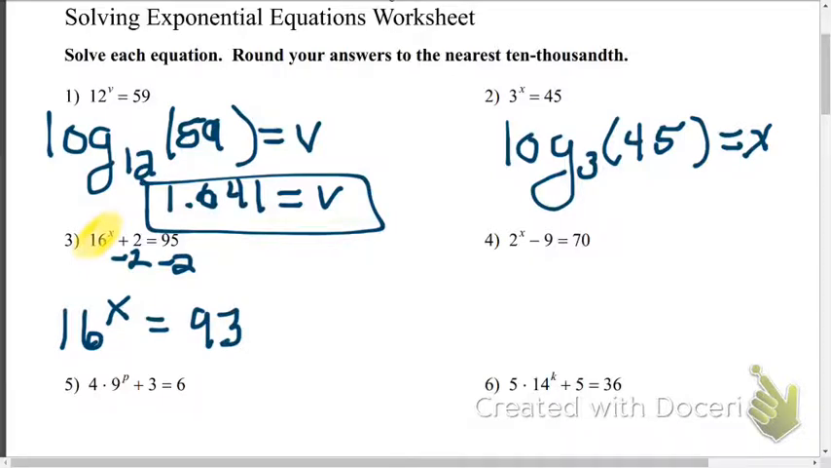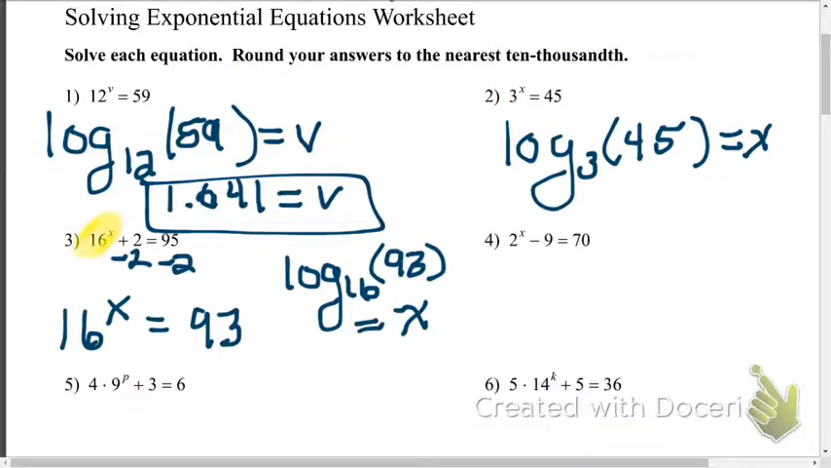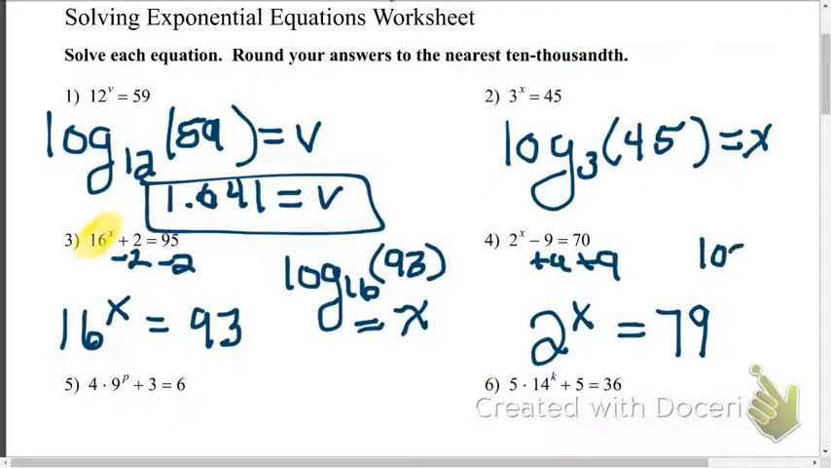16x is equal to 93. Now we convert. Log base 16 of 93 is equal to x. Okay? You can do that. Number 4. Add 9 to both sides. 2 to the x is equal to 79. Convert. Log base 2 of 79 is equal to x.